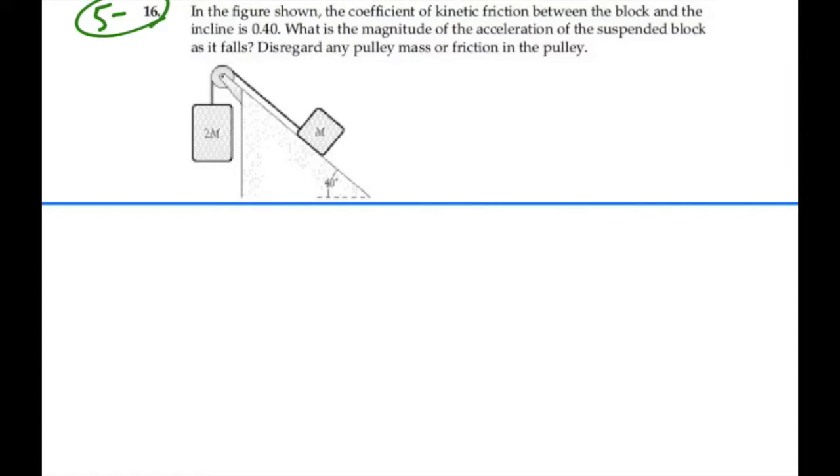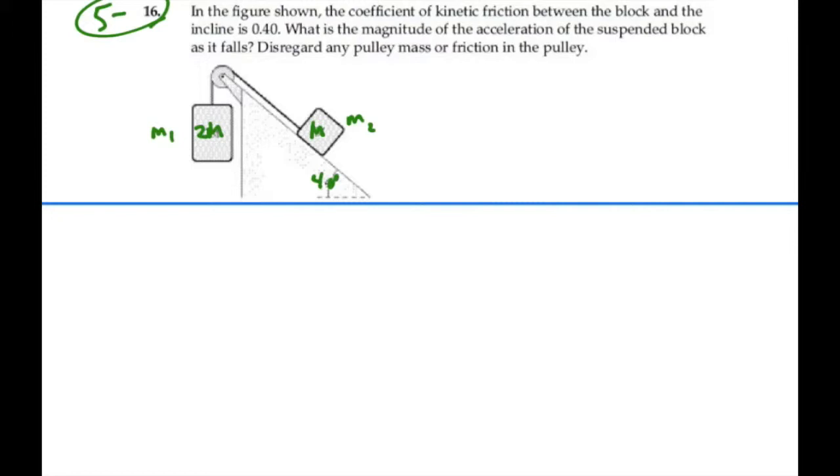Let's visualize what's going on here. We've got mass 1 here, which has a mass of 2m. m wasn't given, but we do have a mass 2, which has a value of mass m. And we're on a 40-degree incline.